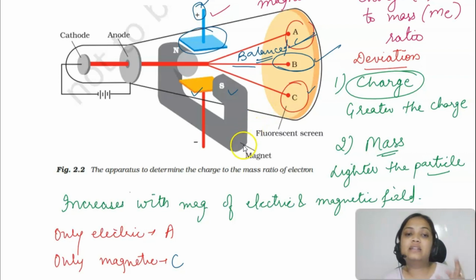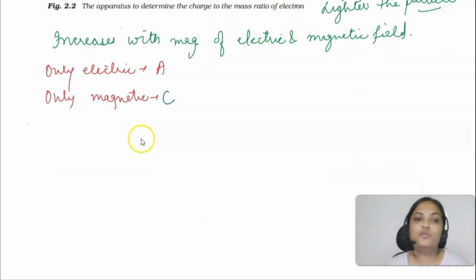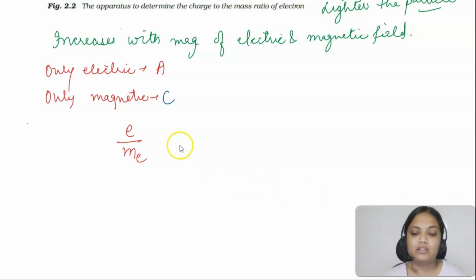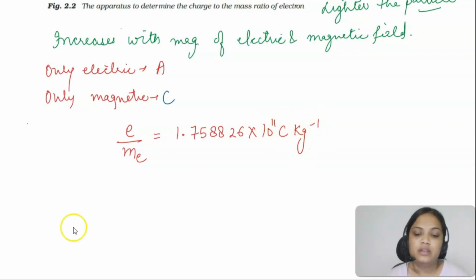So by studying these deviations, Thomson found out the charge to mass ratio. By carrying out the calculations of the deviations with the amount of electric and magnetic field, he calculated the charge to mass ratio to be 1.758826 into 10 to the power 11 coulomb per kg, where the charge is measured in coulomb and mass is measured in kg.